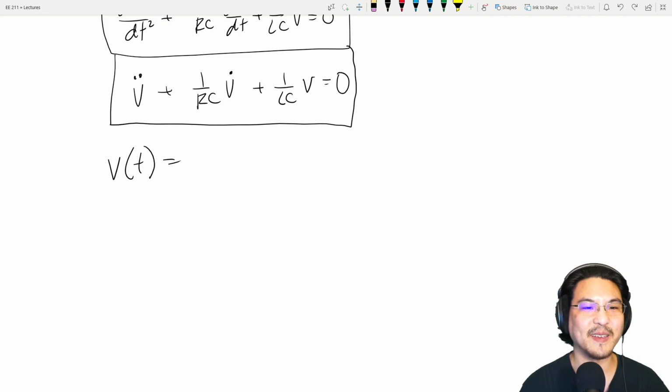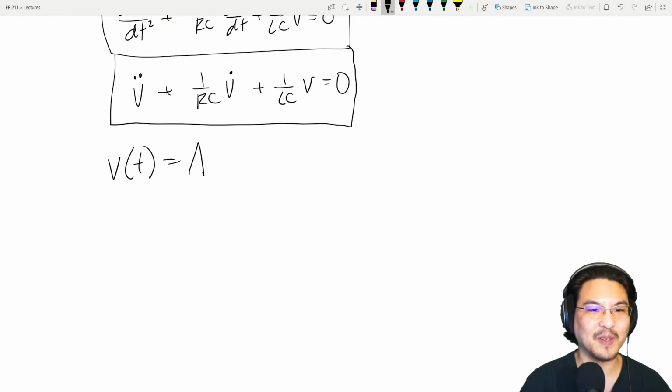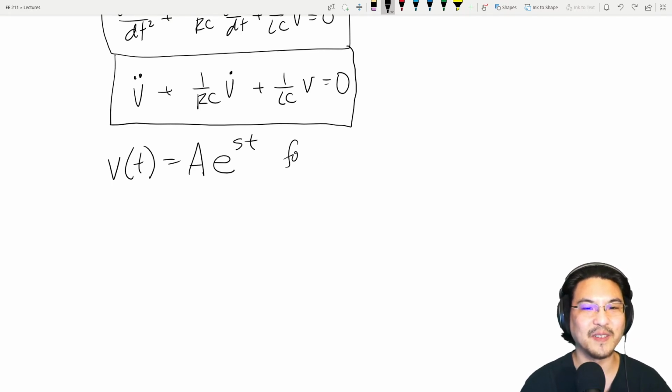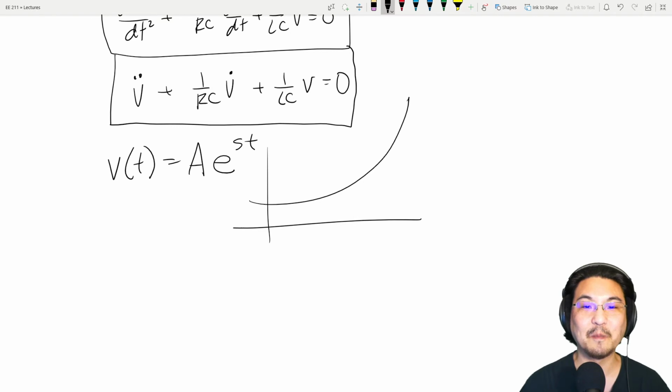So we can make a guess. A function that's proportional to its own derivatives is an exponential function. So I'm just going to give some coefficients, e to the st, for coefficients a and s, right? So this looks like some kind of exponential function. Take a derivative, same thing. Take another derivative, same thing.